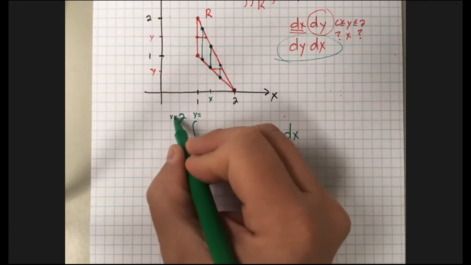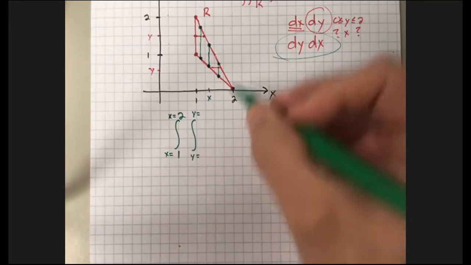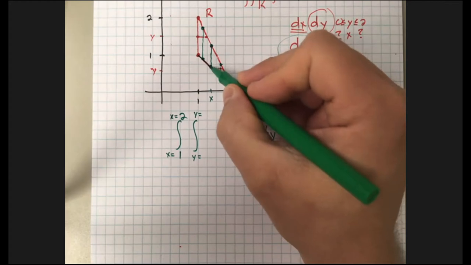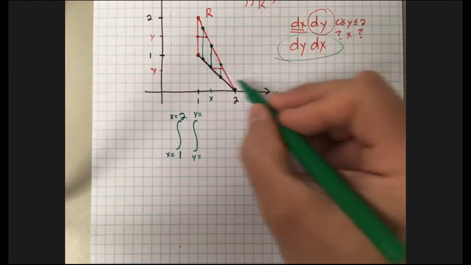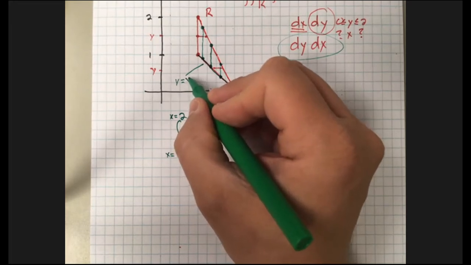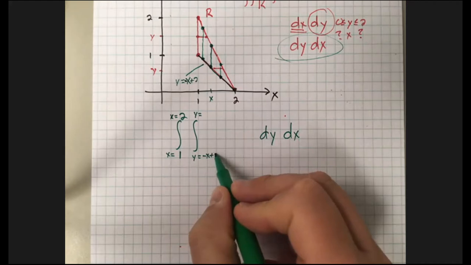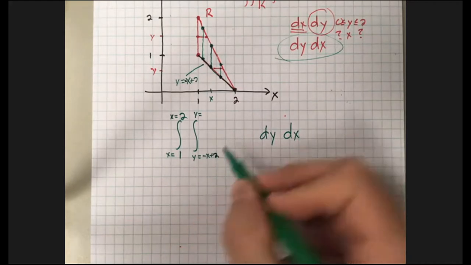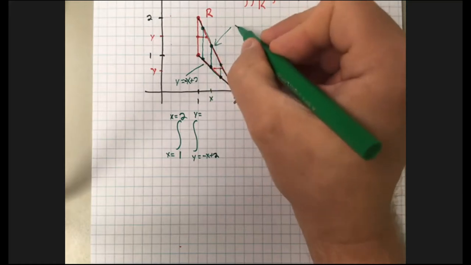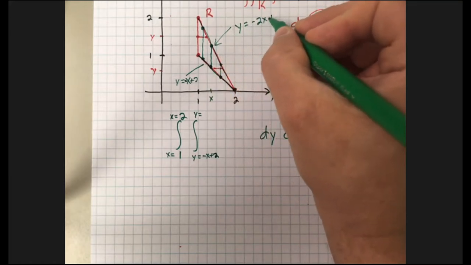In fact, before this was x equals to x equals, right? But you didn't need to think that way. But now I want you to think of the equations that go here. This is the line y equals what? That's where the bullet enters. This was the line y equals negative x plus 2. Where does the bullet exit? On this line. And this line was y equals negative 2x plus 4.